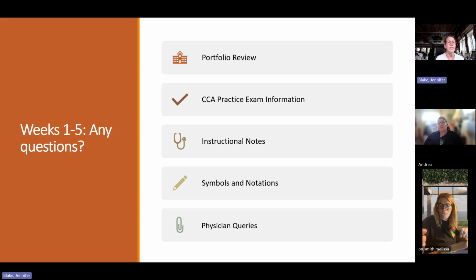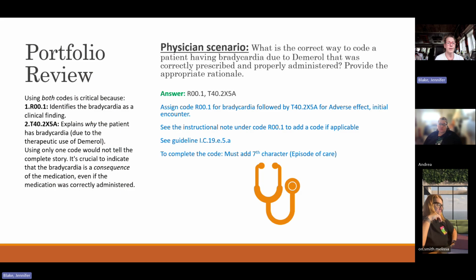Okay. Tonight, we're going to go over the final portion of the portfolio review. I'm still grading some from week 5 from last week. I should have them finished up tonight with my feedback. So I'm going to go over week 7 portfolio review. This is the easy part. Going to go over your CCA practice exam information. Going to go over some terminology for you as far as instructional notes and symbols and notations, just kind of like a refresher for your exam. And then I'm going to introduce you to a physician query, what that is. You guys touched on that in your lecture this week.